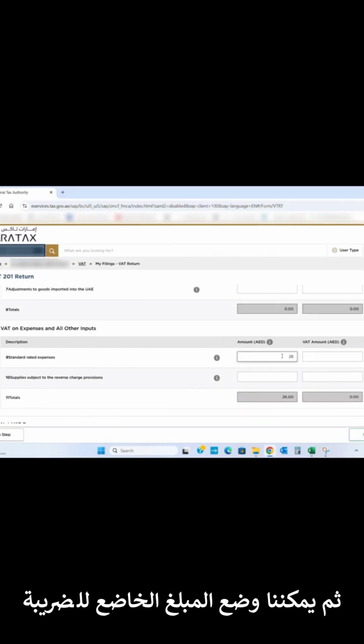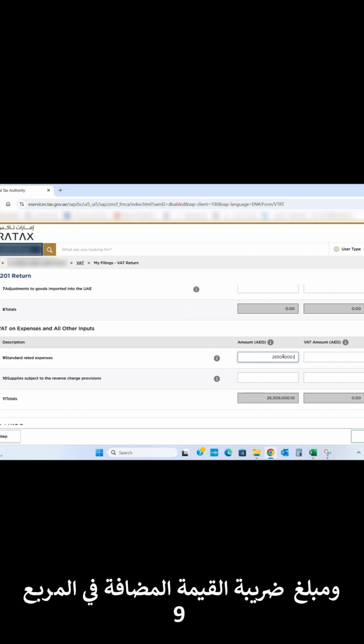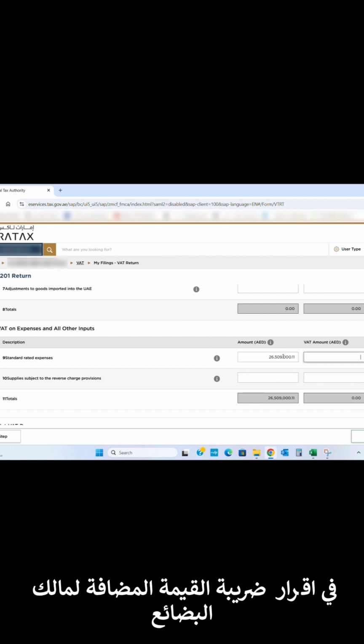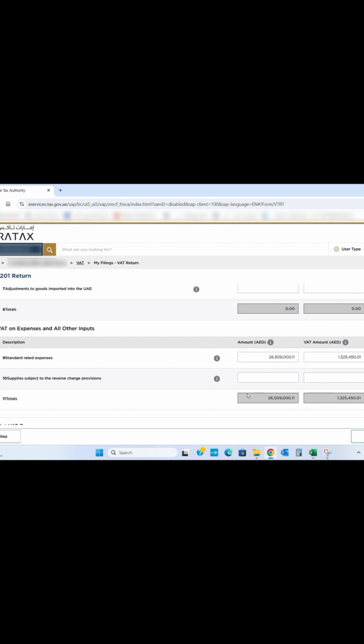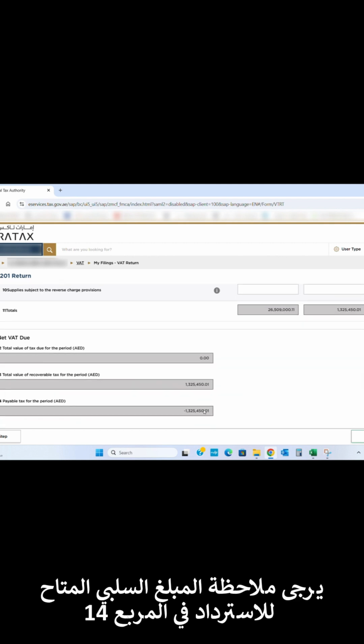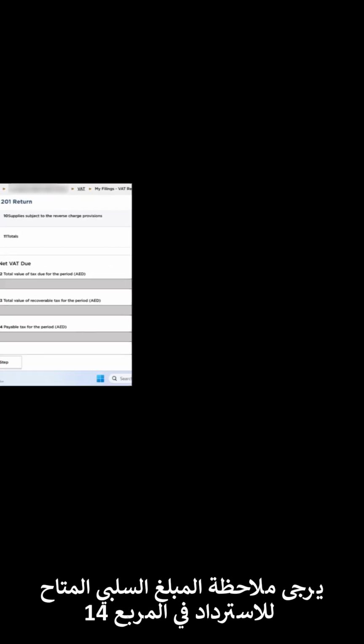Then we can place the taxable amount and the VAT amount in box 9 in the owner of goods' VAT return to recover what was actually paid for these imported goods. Please note the negative amount available in box 14 for refund.